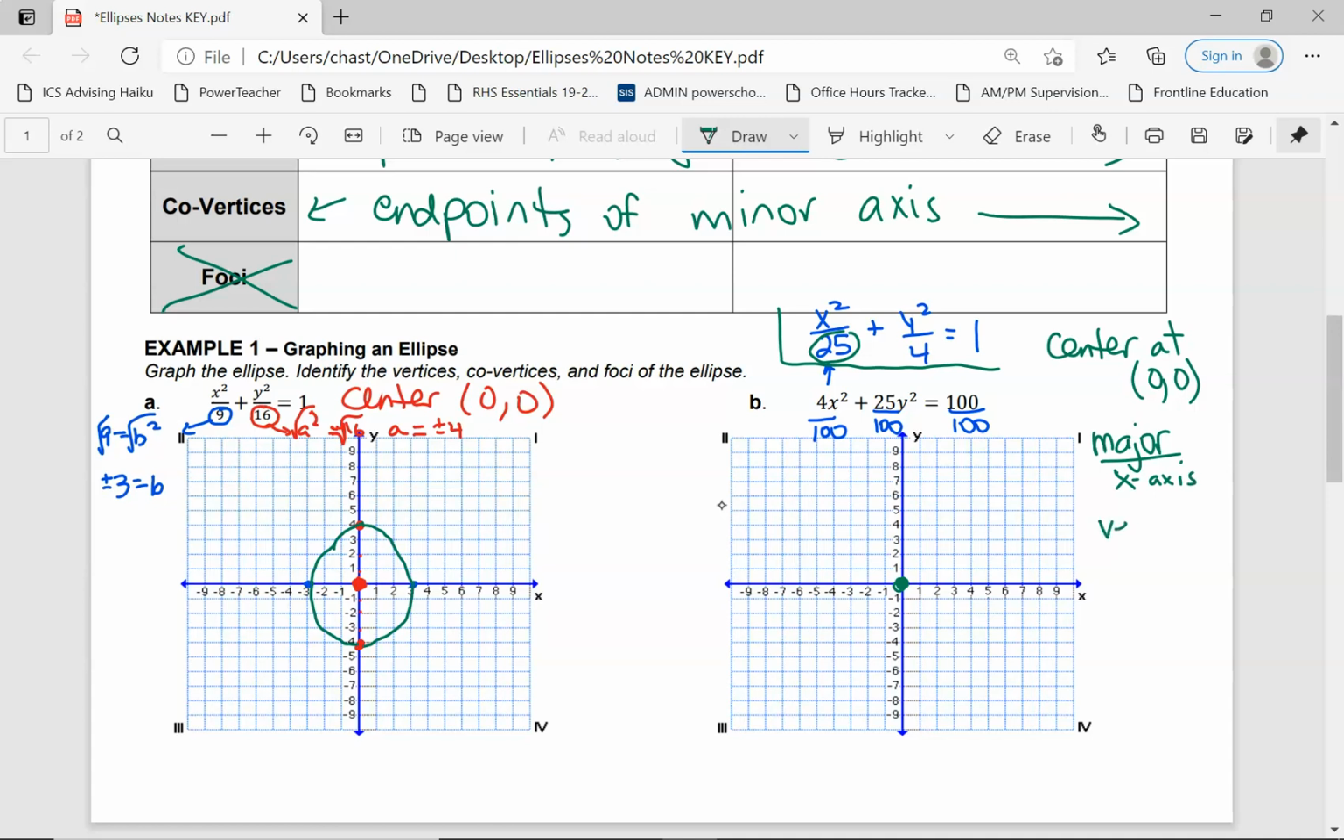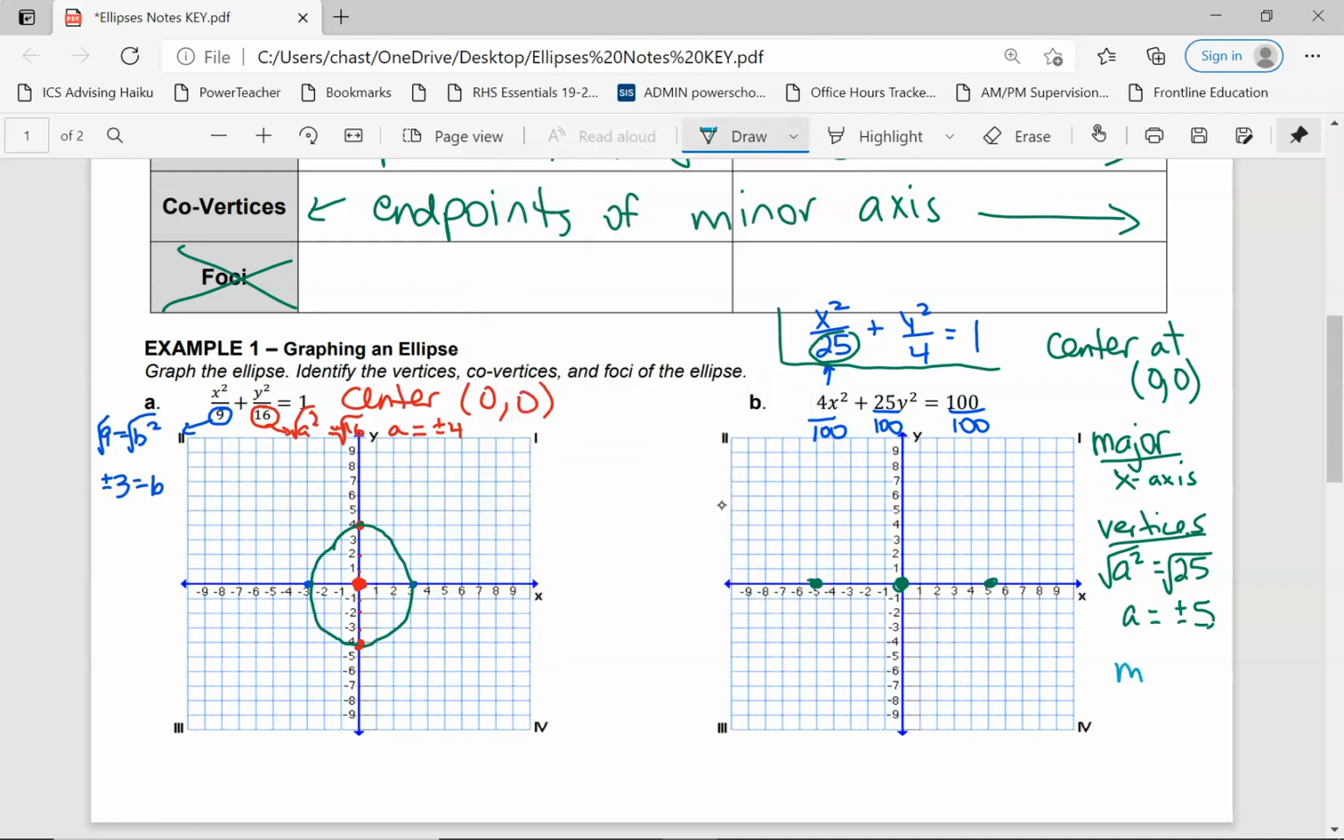So to find the vertices, I'm going to take, so a squared equals 25. I take the square root, and I get a equals plus or minus 5. Since we're going in the x direction this time, I'm going to go 5 to the right and 5 to the left to get my vertices.